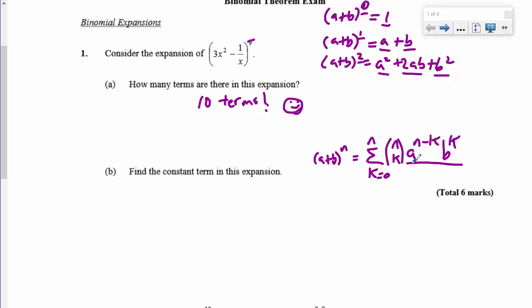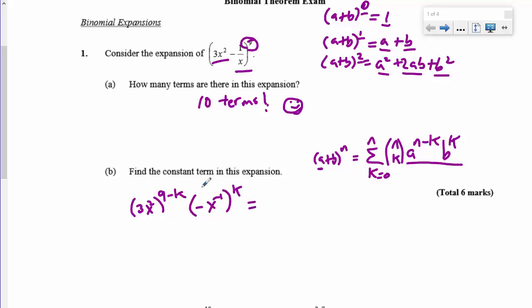For me in this particular problem though, my a value, which is the first term in my binomial, is in fact 3x squared. So what I'm going to basically have is 3x squared, raised to the power of n minus k. Well, my n value is this exponent right here, which is 9. I have no idea what k is, so I'm just going to say it's 9 minus k. This is multiplied by b to the power of k. In this case, b is negative 1 over x, which I'm actually going to call negative x to the power of negative 1, raised to the power of k.